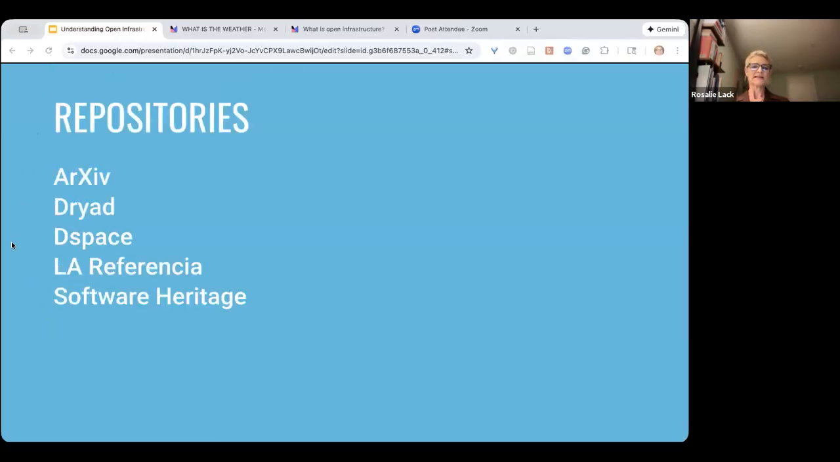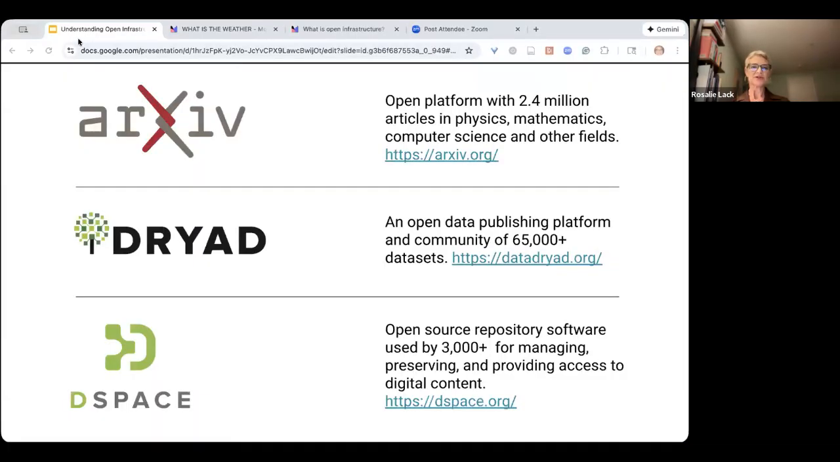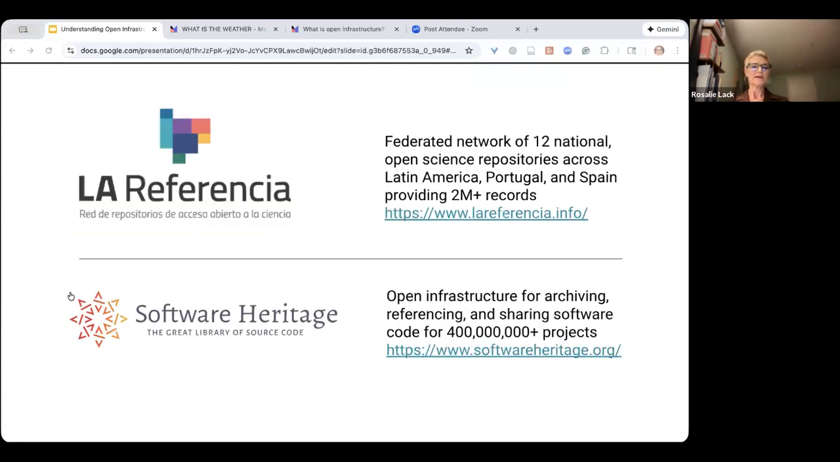For example, in this case, these are different repositories, and we heard about DSpace for sure, and I'm sure that's one that's very familiar to many of you. Archive and Dryad are other ones that you should definitely take a look at. Again, these slides and the URLs will all be shared with you. Other examples are here on this slide. I wanted to focus on just the newer ones that have joined us, which you may not be as familiar with. For example, Software Heritage is a newer infrastructure for us, and very interesting.